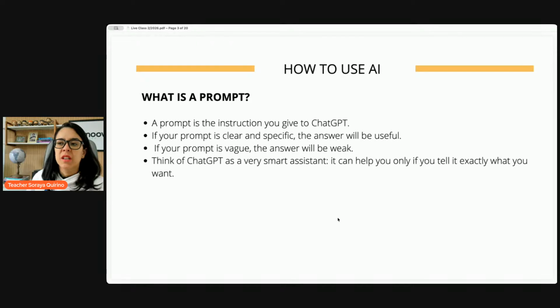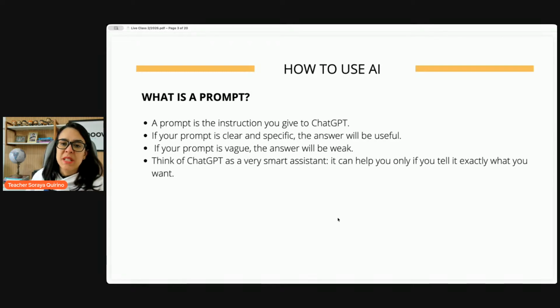So you're going to let the artificial intelligence know what you need from it. If your prompts are clear and specific, the answer will be more precise and more useful. If the prompt is very vague, the answer will be weak, and you may even have an imprecise answer. So the answer can be imprecise if you don't brief ChatGPT correctly.